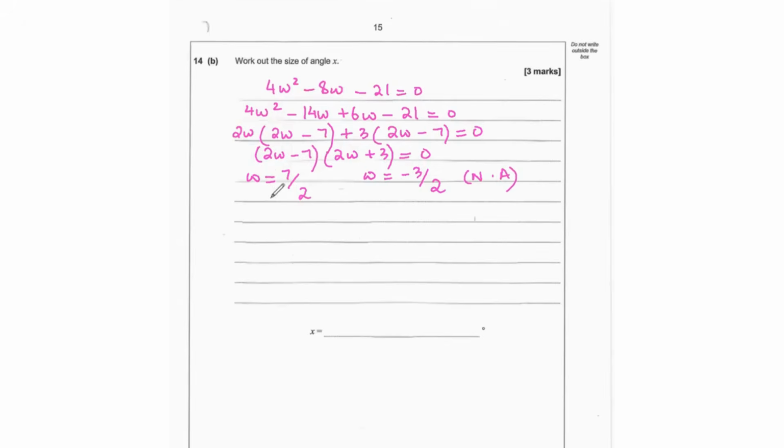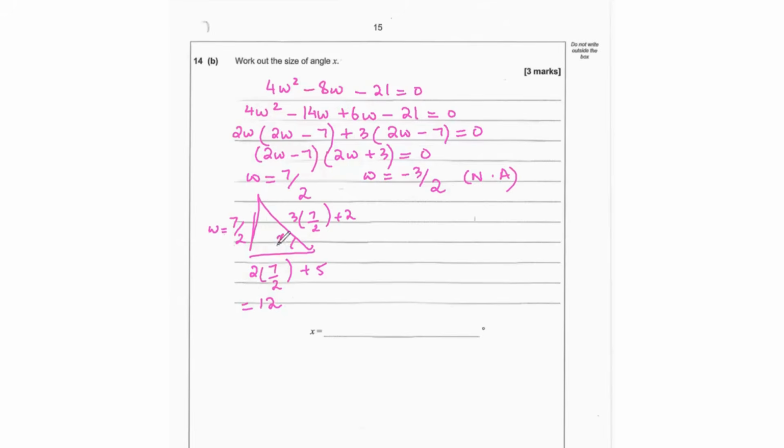So based on the measurements that were given, this was our triangle. This is 7 over 2, which is w. This is going to be 2 times 7 over 2 plus 5. And this is 3 times 7 over 2 plus 2. So this one becomes 7 plus 5, which is 12.